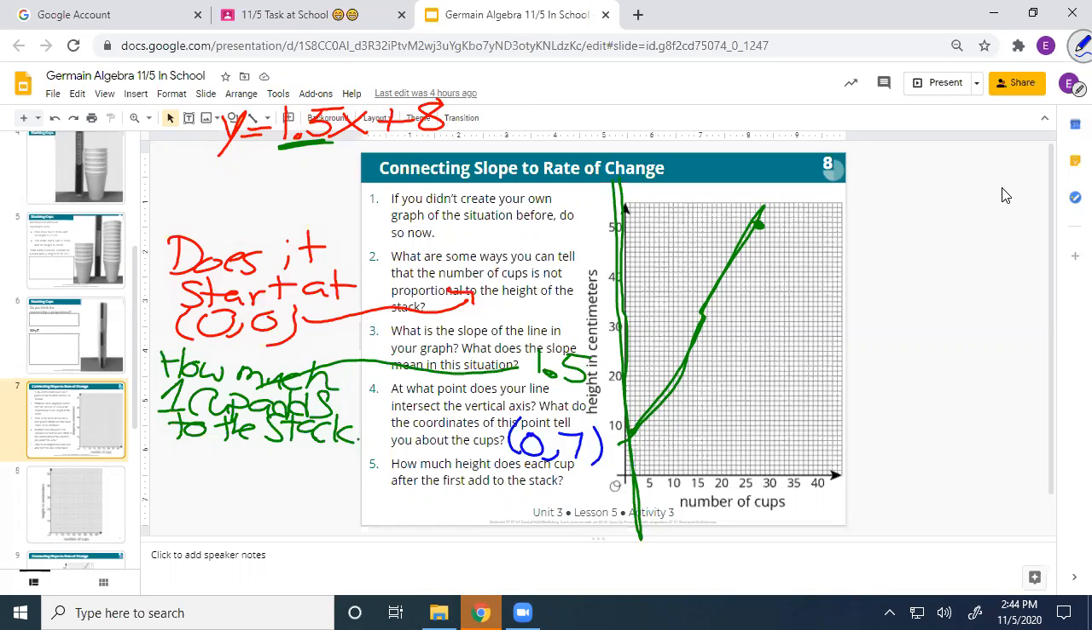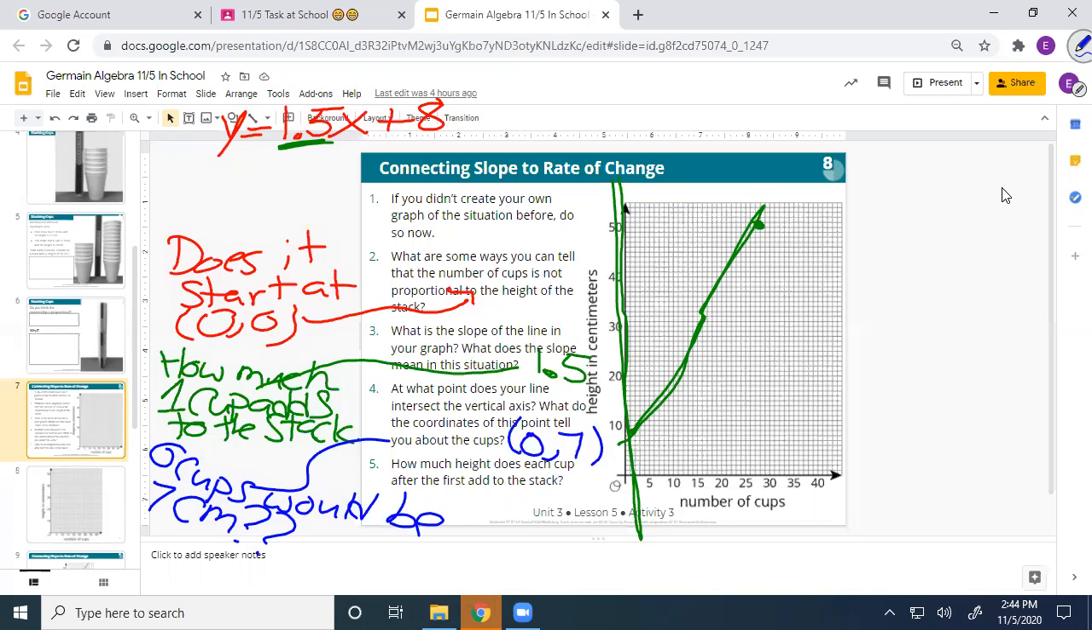So what does it tell us about the cups? 0 cups would be 7 centimeters. But I'm going to put some question marks because that doesn't make sense. That's what it means in the context of the story, but it doesn't really make sense if you're thinking about it, because 0 cups is not going to have any height at all. So there's a little bit of a conundrum.